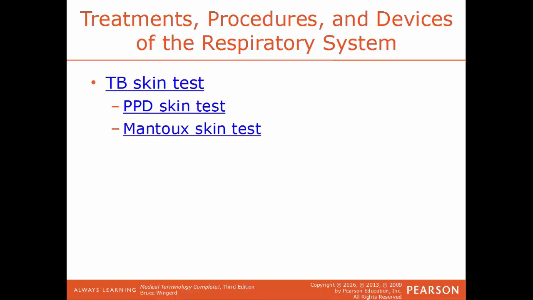Our next one, TB skin test, is a reference to tuberculosis skin test. This is a test that's given to determine whether or not you have the bacteria that causes TB inside you. And there are different types of skin tests for TB. One of those is the PPD skin test. It stands for purified protein derivative. Another example of a TB skin test would be the Mantoux skin test. They both work basically the same way.